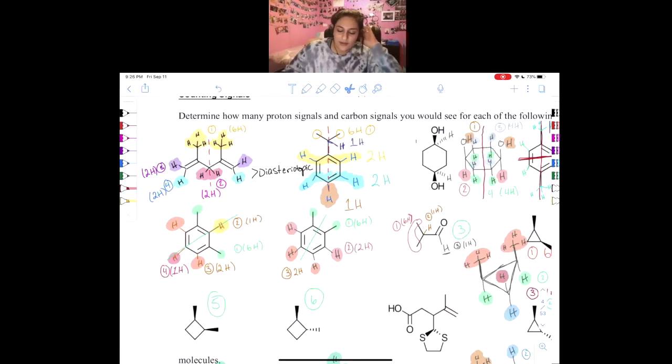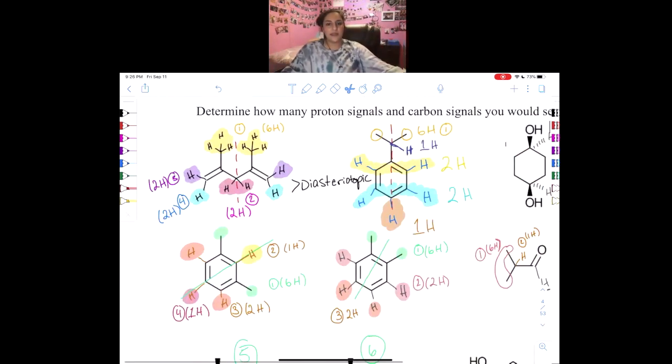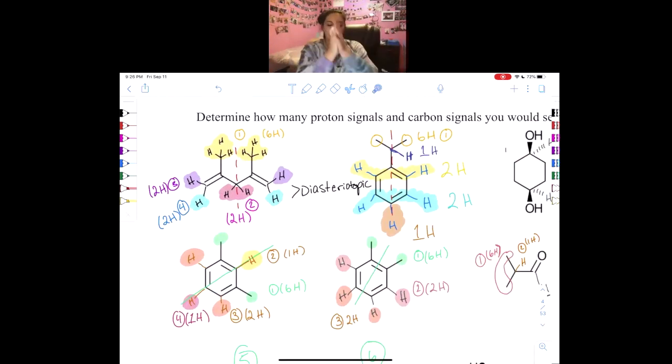So this first thing we're going to do when we count signals is symmetry. Okay, symmetry. Now it's not a real word anymore. Look for symmetry. In this case, in red, I have drawn a line of symmetry, and it's right down the middle. And what we know about symmetry is if these two methyls, for example, are symmetrical, those hydrogens, all 6 of them, are going to be one signal, and they're going to be exactly the same.